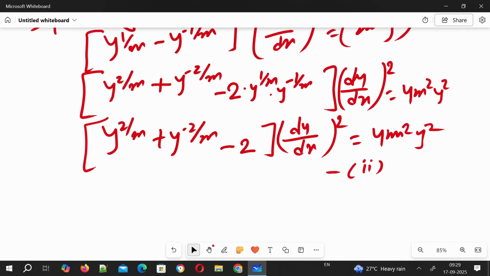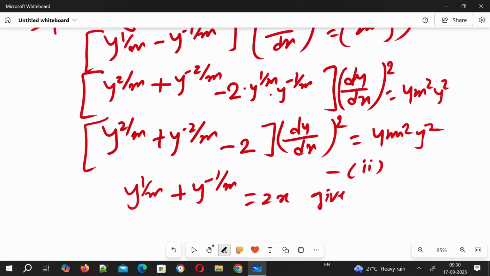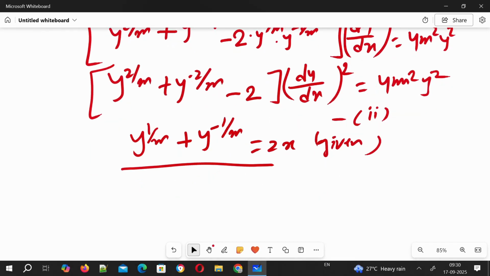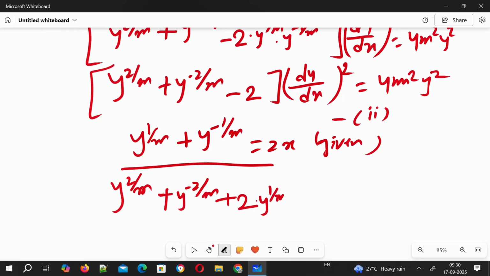Now the given equation is y to the power 1 by m plus y to the power minus 1 by m equal to 2x. This equation is given, right? You just need to square this equation, not differentiate it. Once you square this equation, you will write it in the form of y to the power 2 by m plus y to the power minus 2 by m plus 2 times y to the power 1 by m into y to the power minus 1 by m, equal to 4x squared.